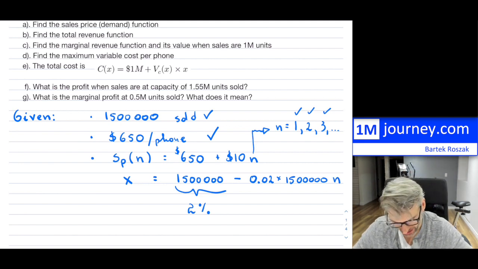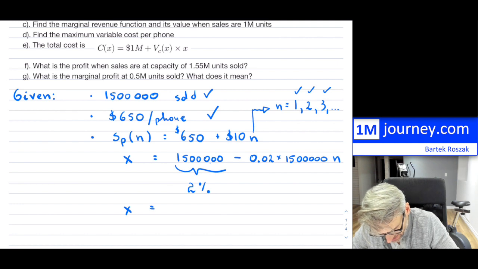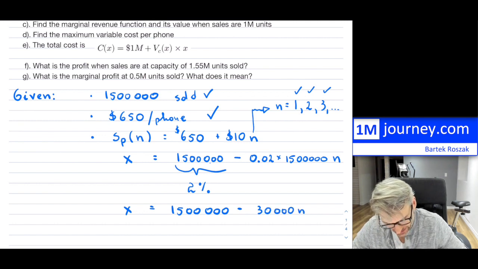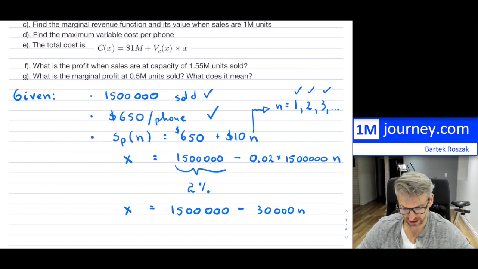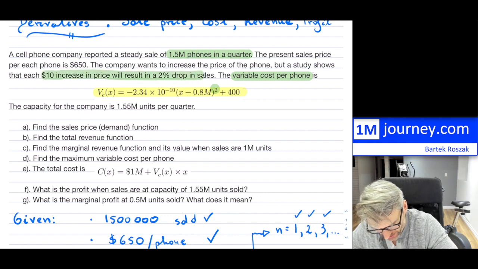Now, of course, I can obtain what that is. 0.02 times 1.5 million is 30,000. So X is equal to 1,500,000 minus 30,000 N. So that is the volume drop every time I increase the price. That's what this information that I just highlighted gives us.